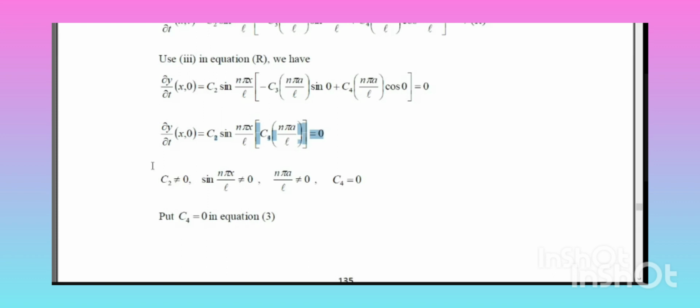From this you can write C2 not equal to 0. Already I explained why we have taken C2 is not equal to 0. Sin n pi x by L is also not equal to 0, and n pi a by L is also not equal to 0. So we have to take only C4 is equal to 0. So substitute C4 is equal to 0 in equation number 3.